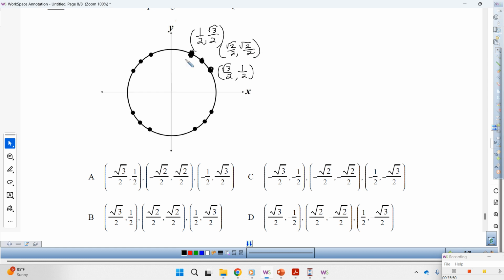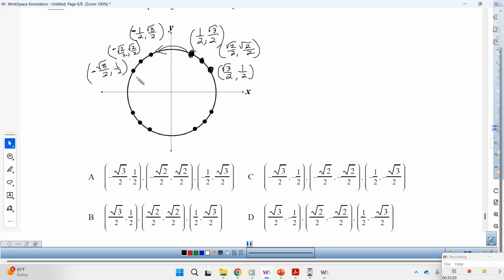So from there, all I have to do is go this way. Imagine a mirror right here. So what goes here? This one: 1/2, square root 3 over 2. However, now on this side, the x's are negative. So this one is square root 2 over 2, square root 2 over 2, with the x negative. And this one is square root 3 over 2, 1/2, with this one negative.